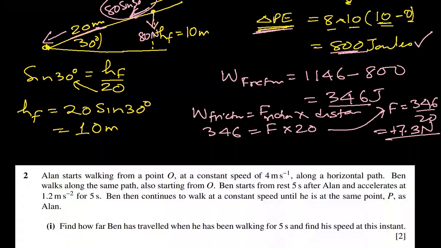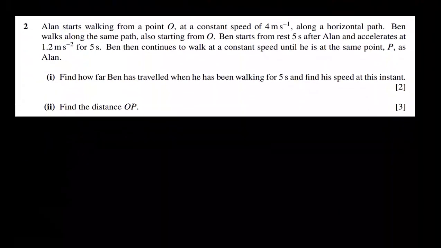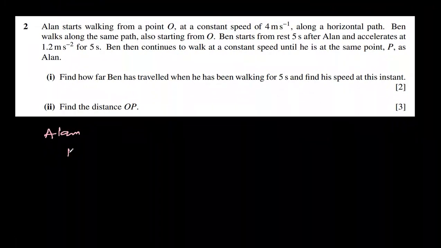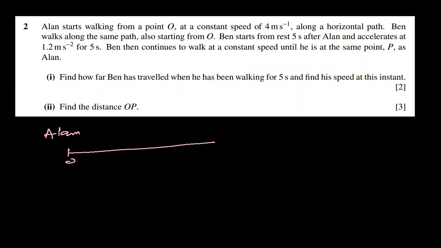Question number 2. Alan starts walking from a point O. This is Alan, and he starts from this point O, at a constant speed of 4 meters per second. That means he is not accelerating, he is not decelerating. This is a constant speed throughout along a horizontal path.